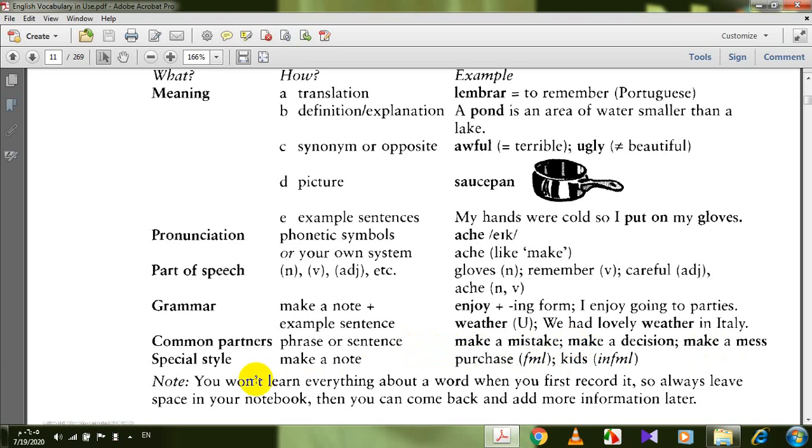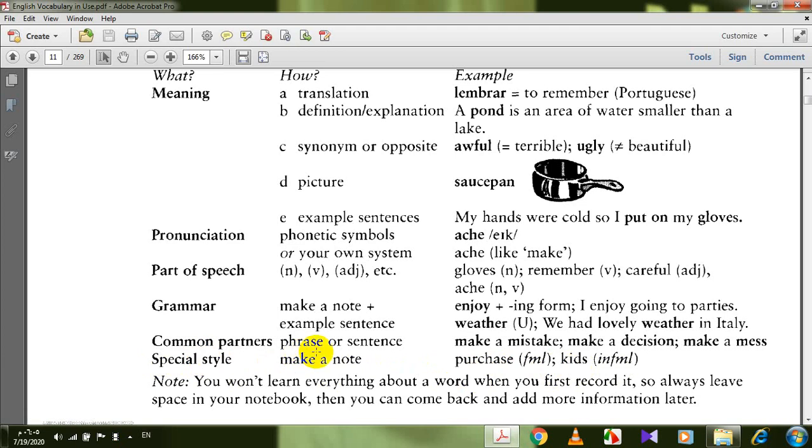Okay? So special style. Special style, make a note: purchase. Purchase means buy. Formal, kids, informal. So special style means formal and informal. Special style again means formal and informal.